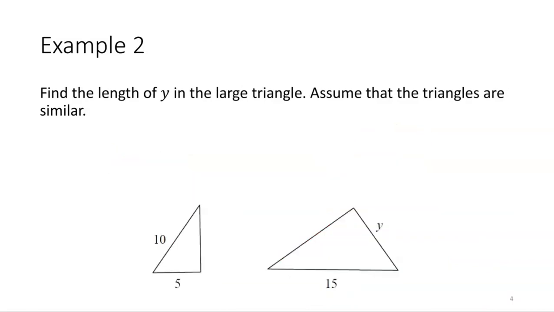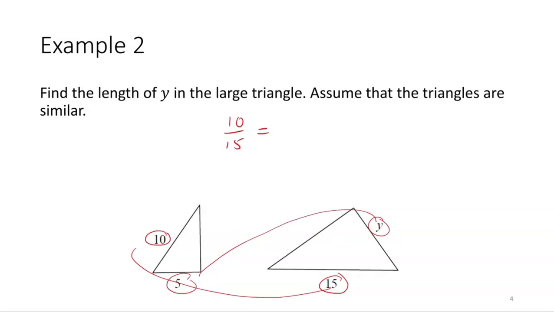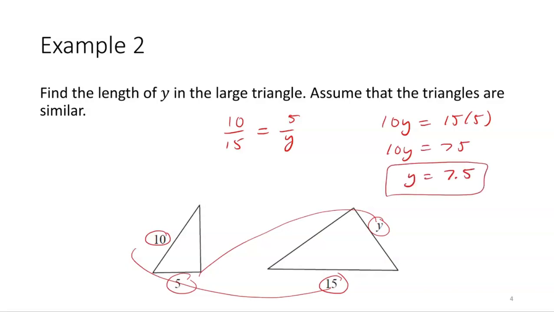All right, so let's try now with y. Again, we need to match up corresponding parts. This one's a little trickier, but the longest side is 10 for the left triangle, and for the triangle on the right, the longest side is 15. So those match up. And it looks like the 5 would match up with the y. So we have 10 over 15 is equal to 5 over y. If you do the cross products, you'll have 10 times y is equal to 15 times 5. So 10y is equal to 75, and y would then be 7.5.